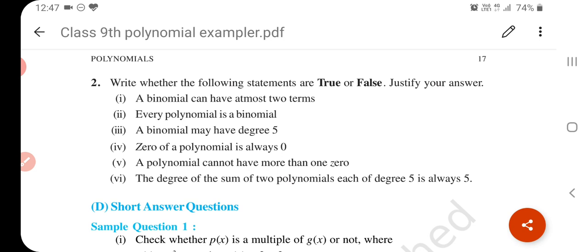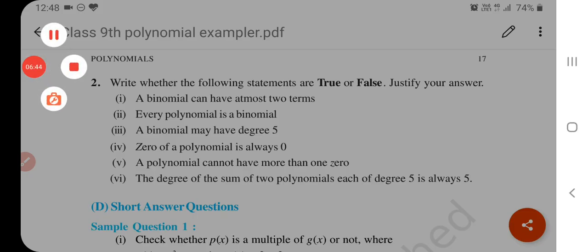It's also false because x to the power 5 plus 1 and x to the power हम कोई भी एग्जांपल ले सकते हैं जैसे minus x to the power 5 plus 2x plus 3 are two polynomials of degree 5 but the degree of the sum of the two polynomials is 1. Okay, so this type of question is also a short answer question.